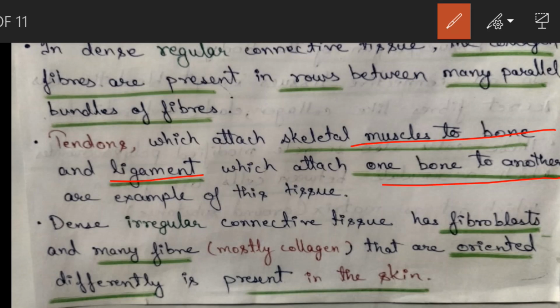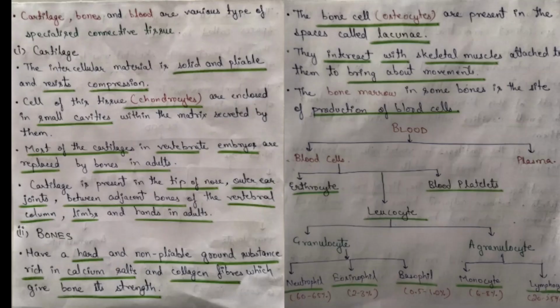Second we have dense irregular connective tissue. It has fibroblasts and many fibers, mostly collagen, that are oriented differently. Oriented differently means there is no organization present, and they are present in the skin. Next we look at specialized connective tissue, in which there are cartilage, bones and blood.